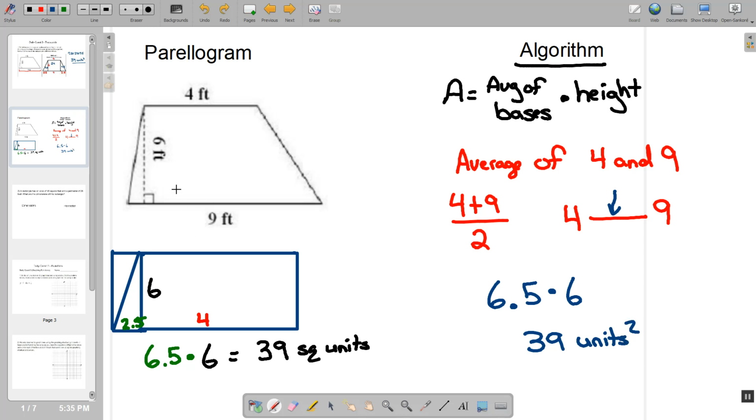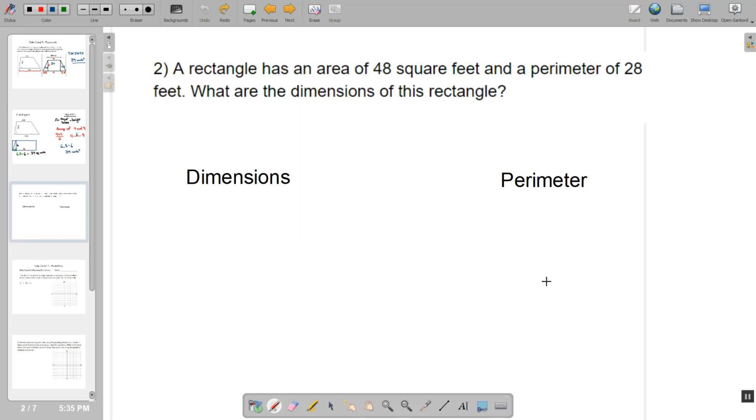Let's do our last problem, which is on the back. A rectangle has an area of 48 square feet and a perimeter of 28 feet. What are the dimensions of this rectangle? Well, like we've done a bunch, we need to find all the possible ways to make an area of 48. The one that I think of first always is 1 times 48.